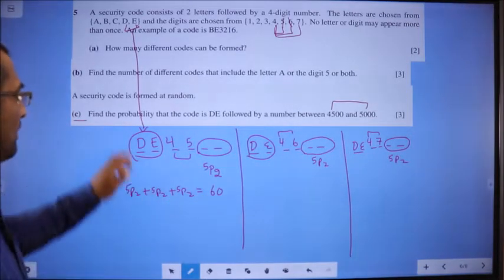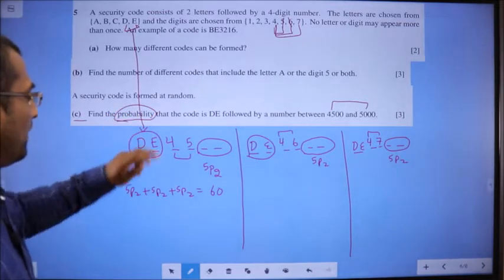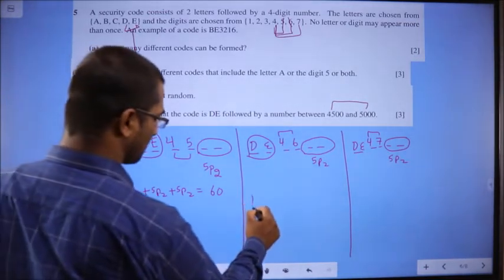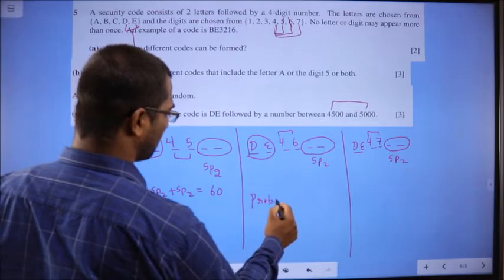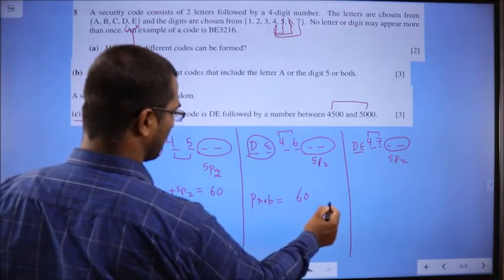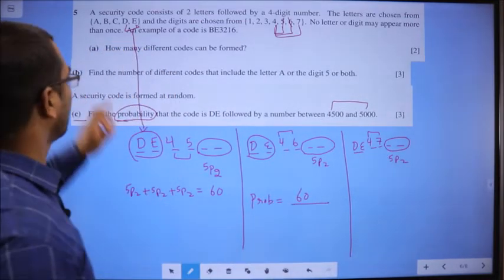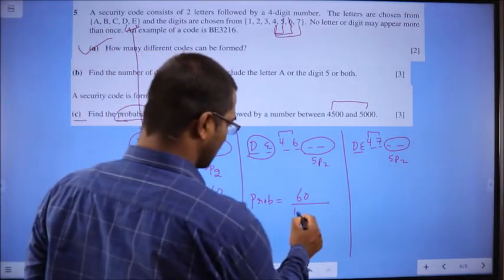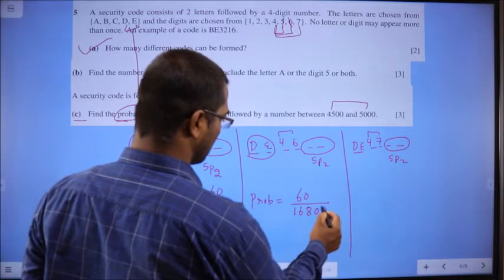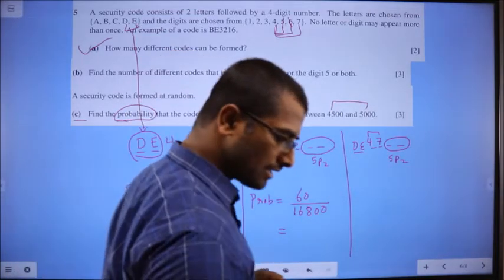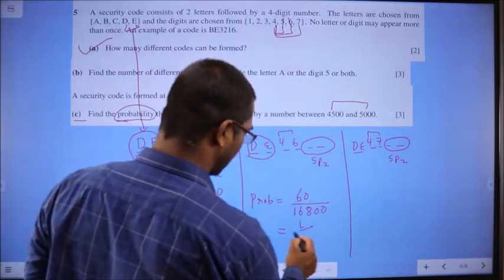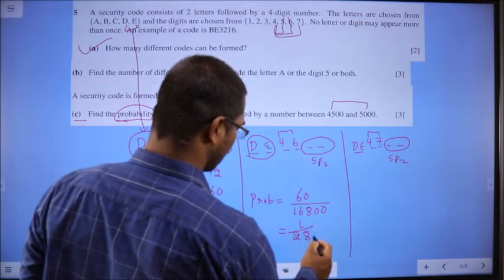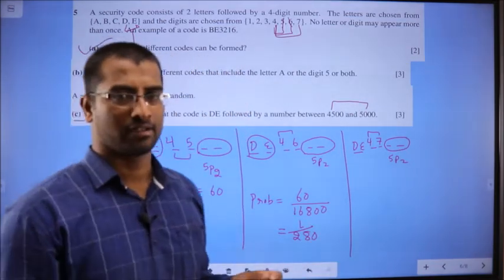They are asking us for the probability. So what we do is, for the probability, whatever answer you got, divide it by the total. The total is the first bit answer, that we got to be 16800. So this answer is 1 by 280.